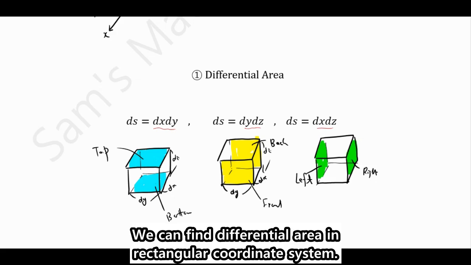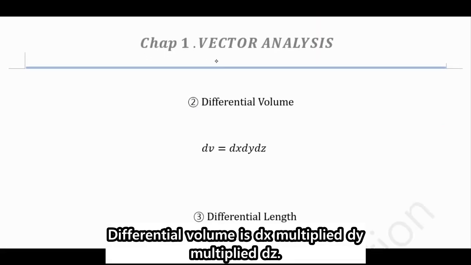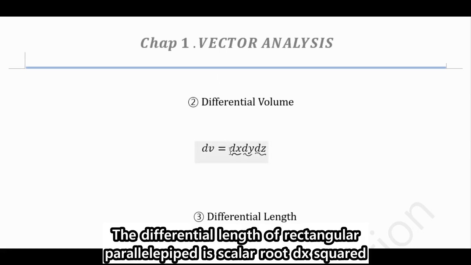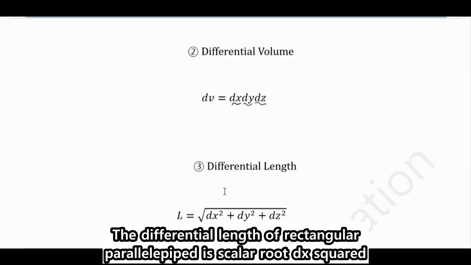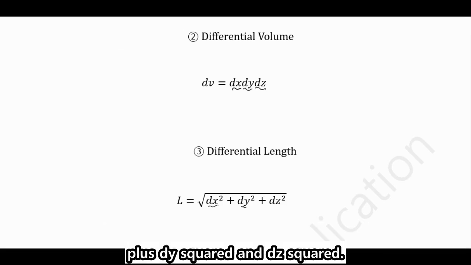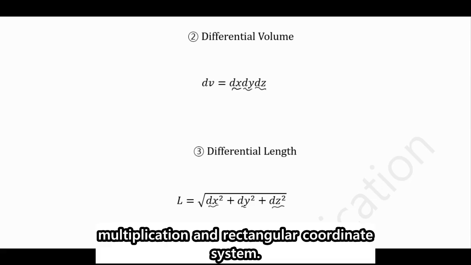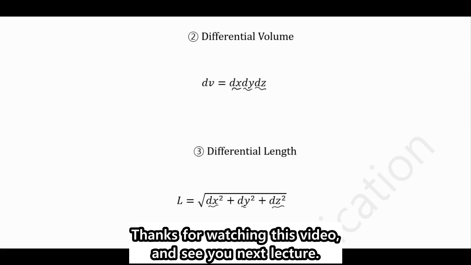So we can find differential area in rectangular coordinate system. And differential volume is dx multiplied by dy multiplied by dz. The differential length of the rectangular parallelepiped is the square root of dx squared plus dy squared plus dz squared. So today we discussed adding and subtraction of two vectors, scalar multiplication, and rectangular coordinate system. Thanks for watching this video and see you next lecture. Bye bye.